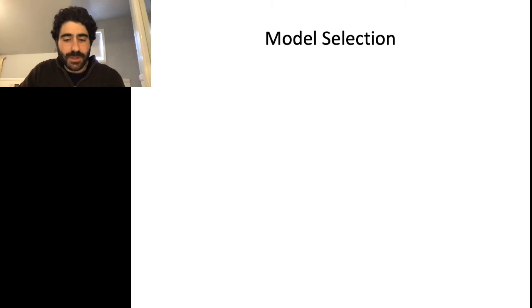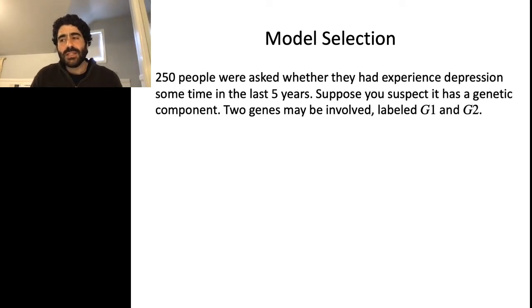So we're going to work through an example here. Let's imagine we're trying to figure out a model that can predict people's risk of depression. This model is looking at two potential genetic variants that might be related to depression. And we don't really know what the connection is, right?